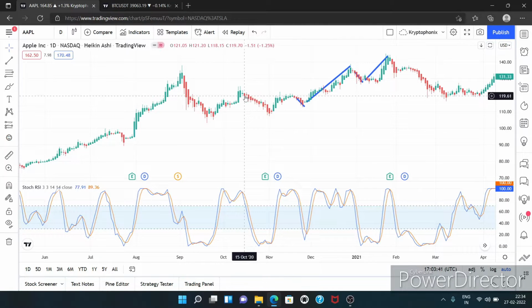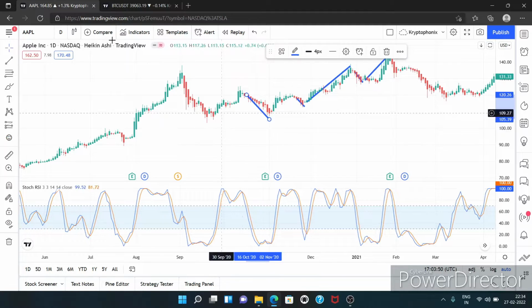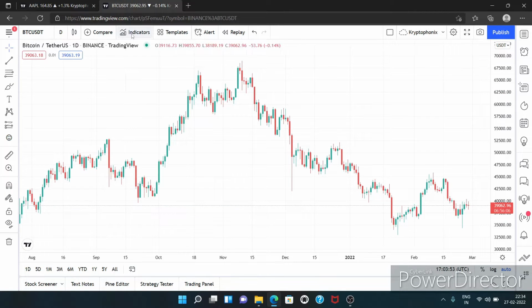This point over here, two consecutive red candles, stochastic RSI well above the 70 mark, resulted in a down move. Now we will be checking it on Bitcoin. Let's see, we'll do the same thing.